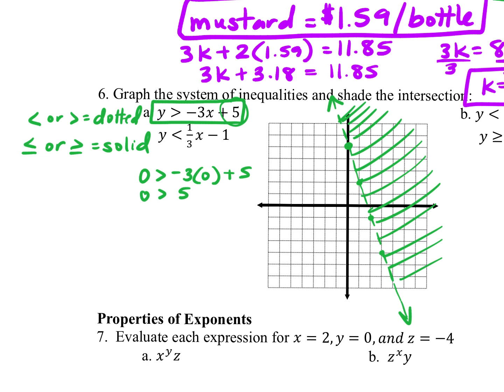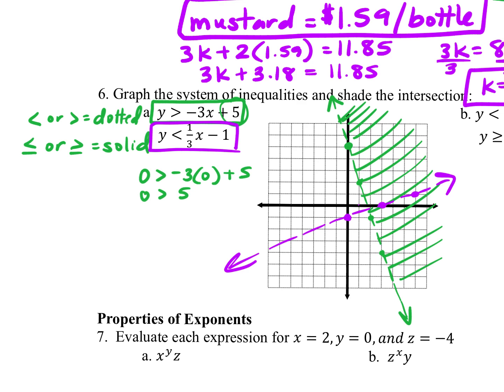Okay. The second one, I'm going to do this one in purple on mine. So y is less than 1/3 x minus 1. Where do you go first? Down 1. Okay. And then 1/3 means up 1 to the right 3. 1, 2, 3. Up 1 to the right 3 again. Solid or dotted? Dotted. This is dotted.